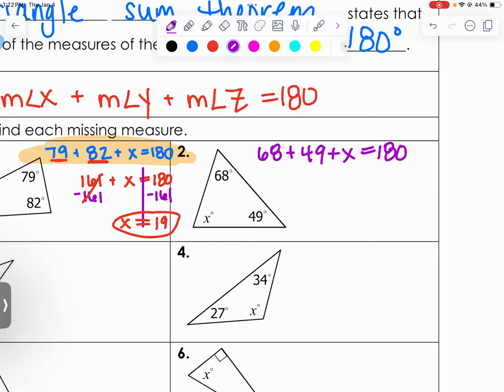Austin, do you have this? Yeah. Okay. What do we do next? Add 68 and 49. Okay. Help me out. What's 68 plus 49? 117, says Kadem. Can somebody confirm?